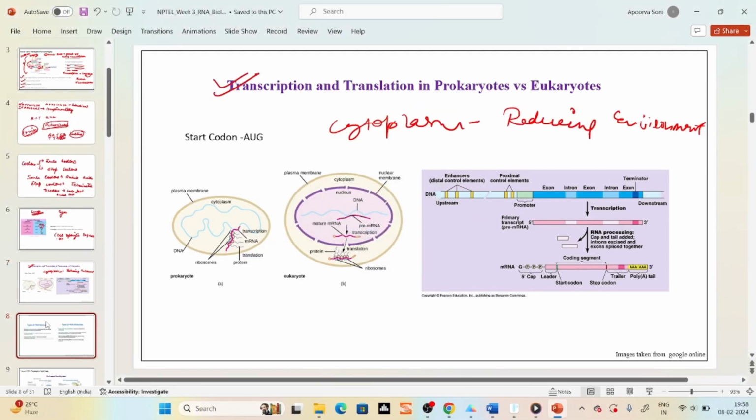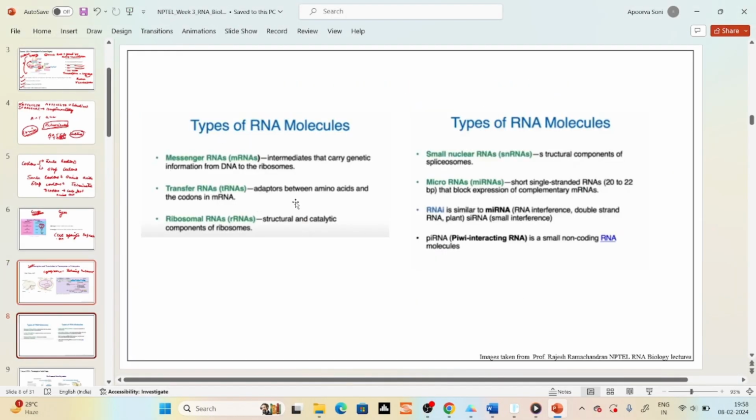Then comes types of RNA molecules. So there are various types of RNA molecules like mRNA, tRNA, rRNA. mRNA is the intermediate that carries the genetic information from the DNA to the ribosomes, that is, it is involved in the translation process. They all are involved in transcription and translation. tRNAs are adapters between amino acids and codons. Ribosomal RNA are the structural and catalytic components of ribosomes. So these are the RNA molecules.